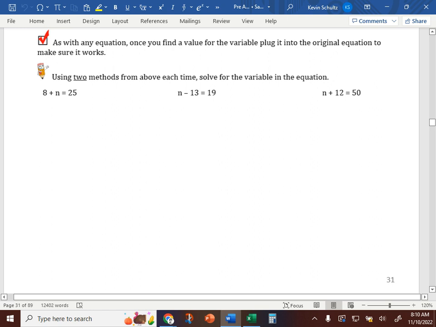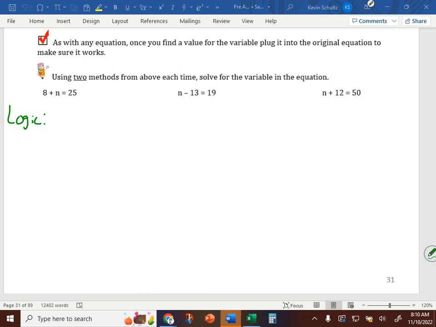Using two of the methods from above each time, solve for the variable in the equation. Let's, for this first one, let's use the logic method and opposite operations. Okay? Logically, what is this asking us to do? If you were to phrase this as a question, what would that question be?